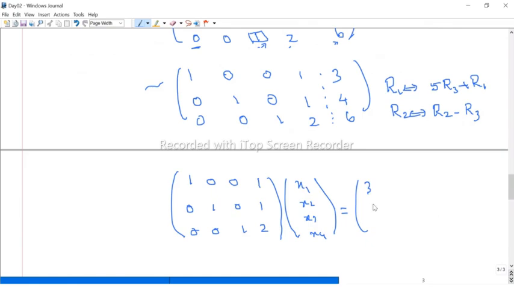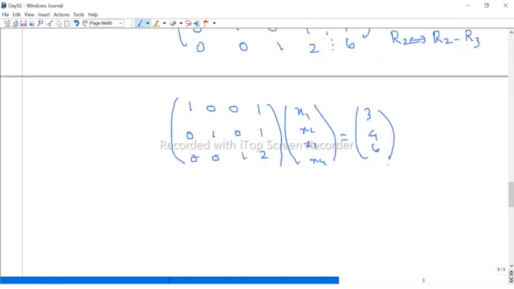3 4 6. Now if you multiply this first row, 1 into x1 is x1, plus 0 into x2 is 0, finally we get just x4. So x1 plus x4 equal to the first entry 3, and second, x2 plus x4 equal to 4, and then the last one is x3 plus 2 times x4 equal to 6.